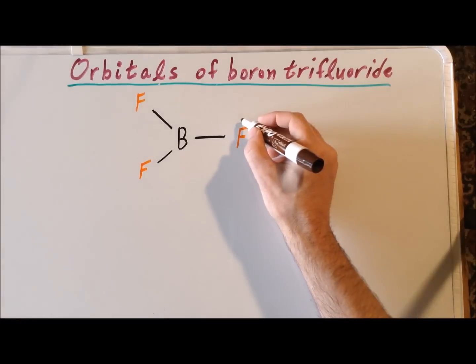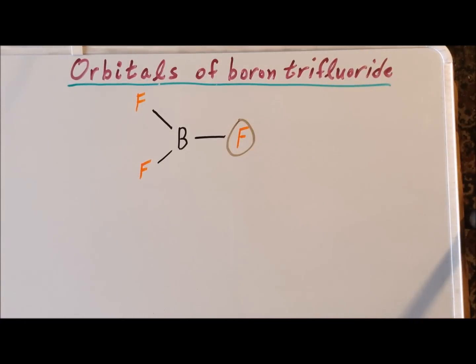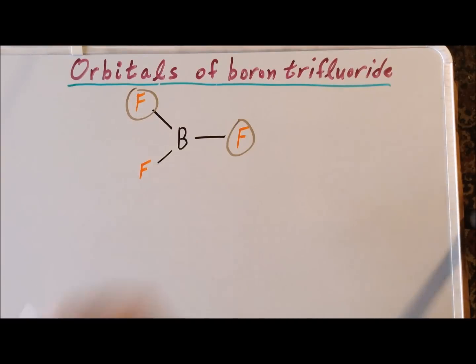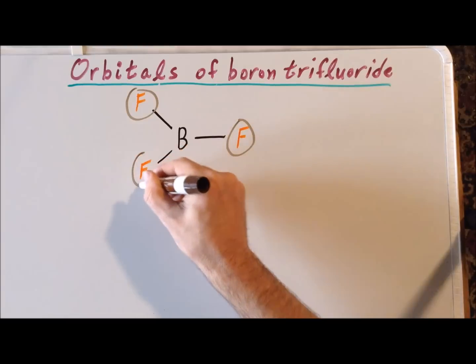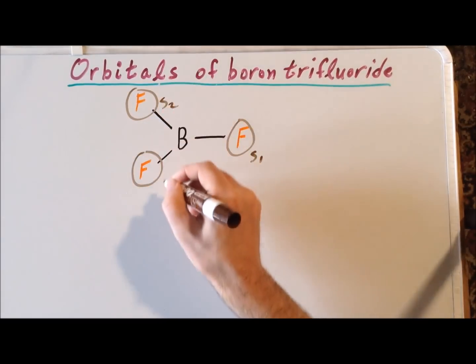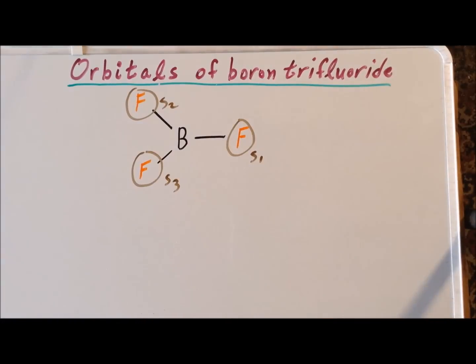So let us represent crudely by a circle the sigma orbitals on the group atoms outside here, which are the fluorine atoms, and we'll label these as S1, S2, and S3, S standing for sigma. Later, we will determine which atomic orbitals on boron will have the proper symmetry to interact with the linear combinations that are found by symmetry on the external fluorine atoms.